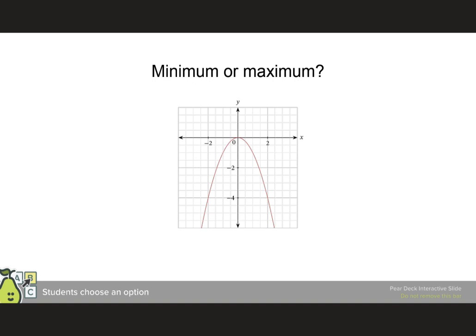All right, so this is a quadratic function. It is facing down. This one has a maximum point. As I mentioned, this is a quadratic function, and I know that because it is U-shaped.